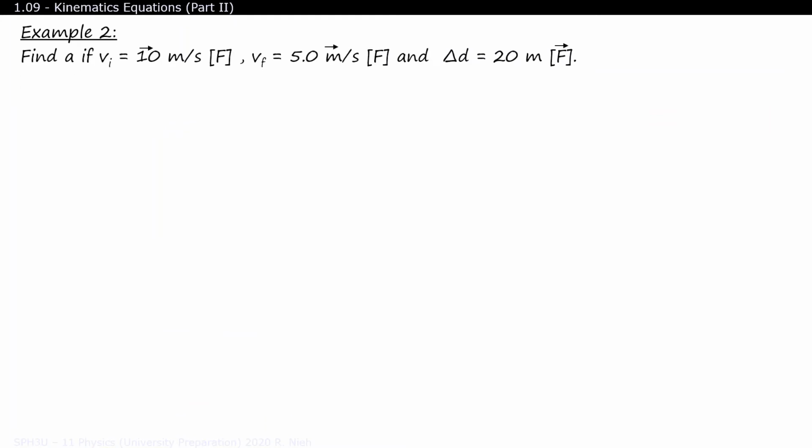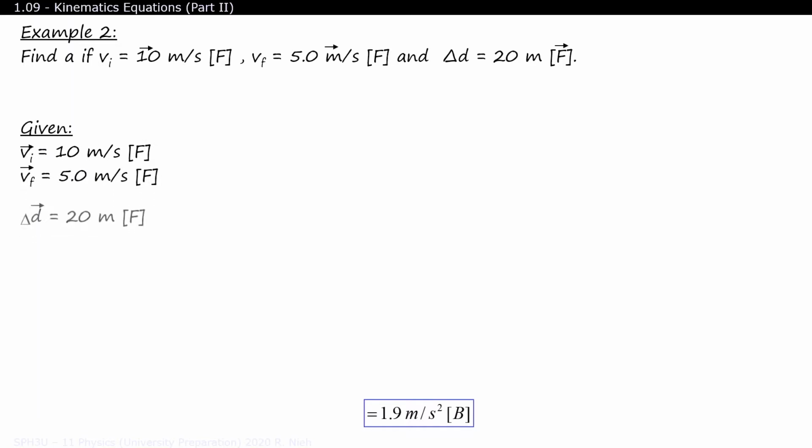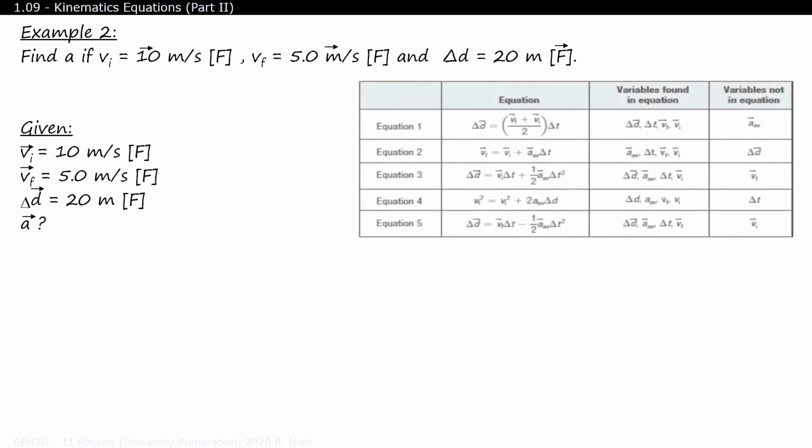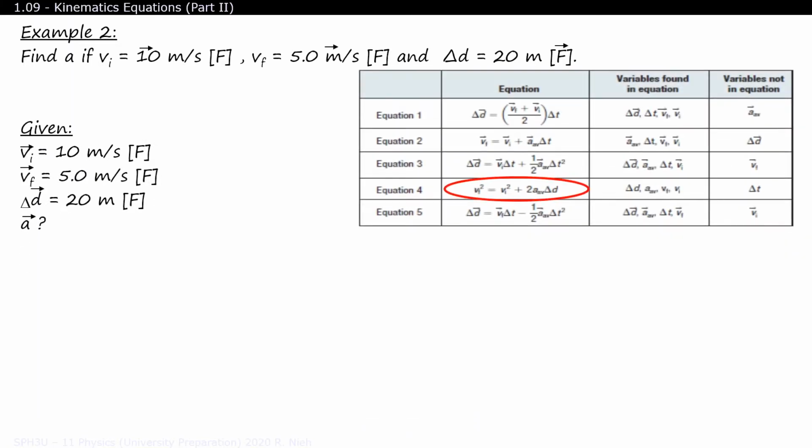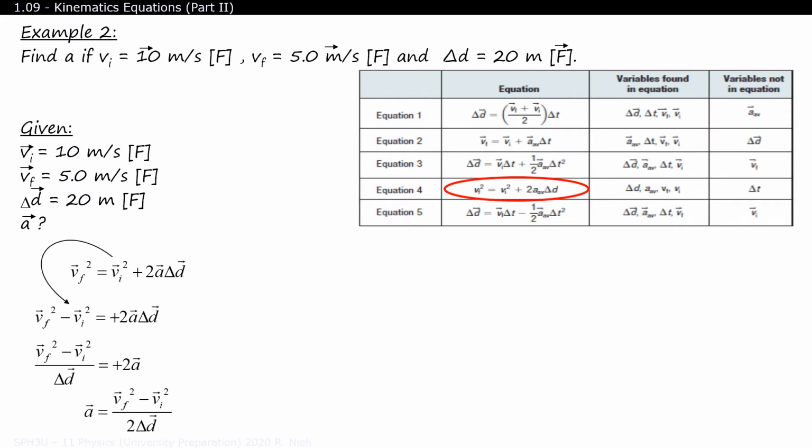Here's the second example. Pause the video again and see if you can get to the correct final answer. As usual, we start off with our givens and require. Looking at the table again, it looks like equation number 4 will help us out. However, to isolate for a, we first need to bring vi squared over. Divide both sides by delta d, and then finish off with a quick swapperoonie.